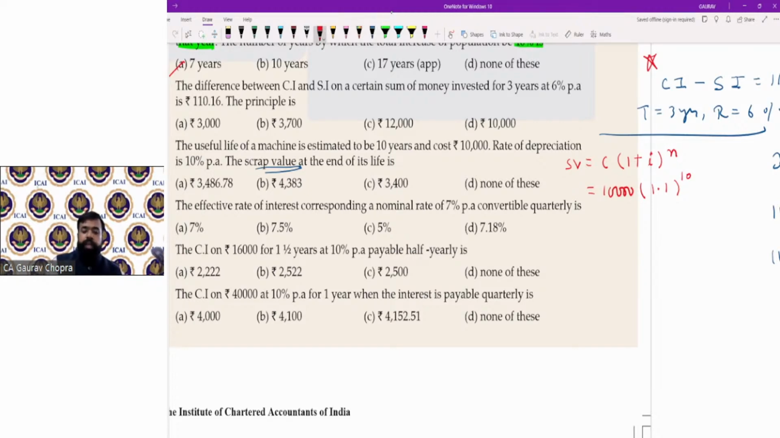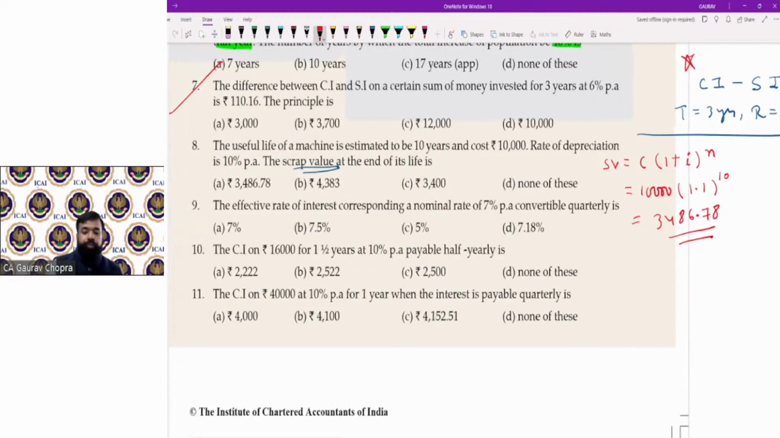Let's simplify and get the answer. So it is 3486.78. This is your final scrap value. A is the correct answer. All right.